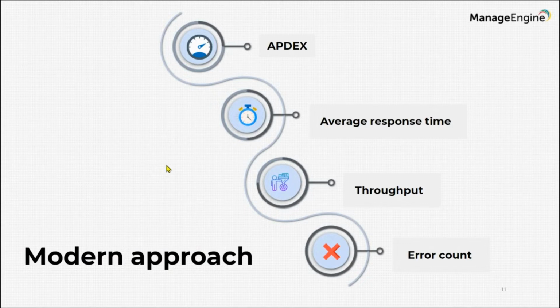Using ManageEngine Applications Manager APM Insight, you can shift to a modern approach for applications that involve high complexity, such as digital applications. For example, you would get the Apdex score on the GUI, average response time, throughput, and error count of the mission critical applications which you are monitoring.